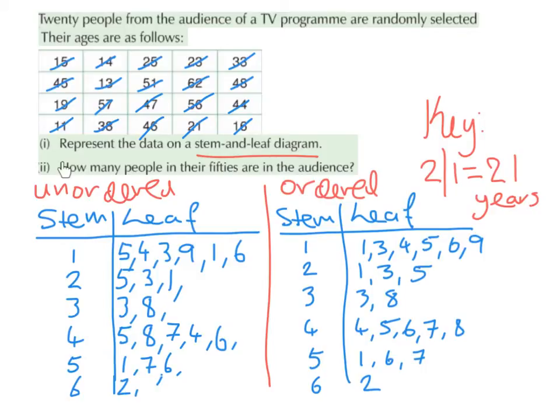So part 2 asks, how many people in their 50s are in the audience? So if we have a look down at the 5 on our stem, we can clearly see there are 1, 2, 3 people in the audience who are in their 50s. One person is 51, the next person is 56, and the last person is 57. So there are 3 people in their 50s in the audience.